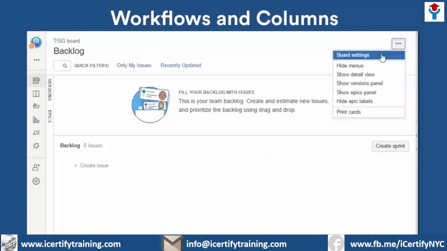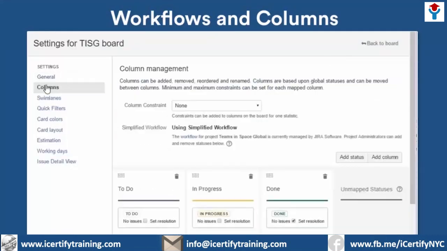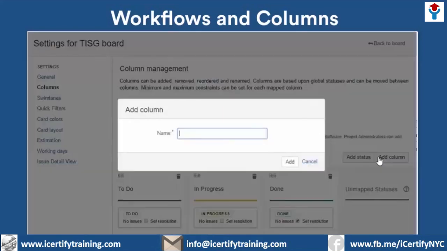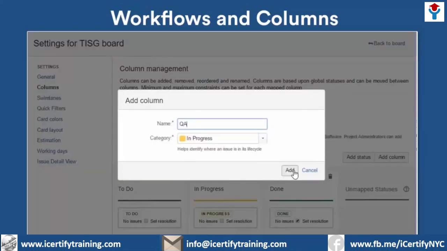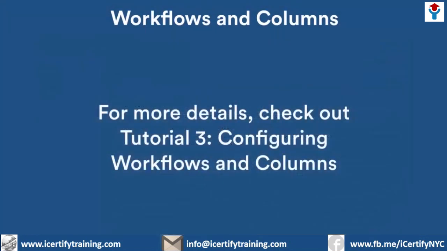We created a new column, made sure the correct status was mapped to it, and positioned it to correspond to the correct order in the workflow. The key point here was to recognize that creating the QA column also created a new status in the workflow. To summarize, we can create additional statuses in the workflow by simply adding new columns. To see more details about workflows, revisit Tutorial 3, Configuring Workflows and Columns.